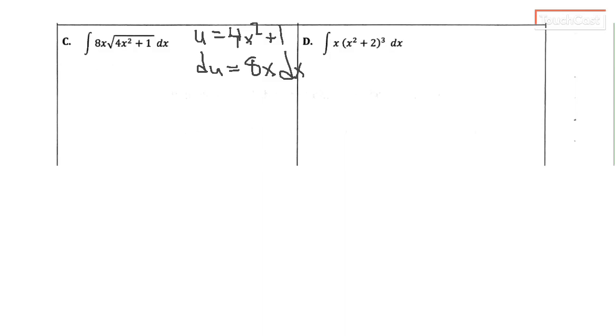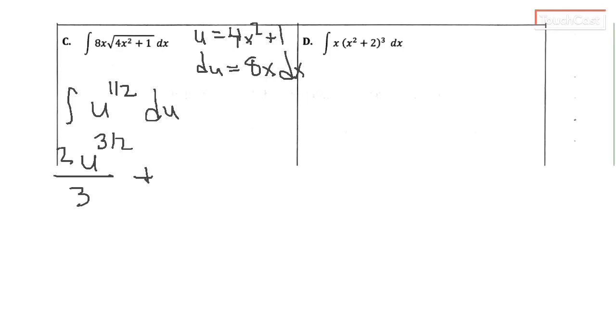So now I can rewrite this as the integral of the square root of u, which I'm just going to rewrite as u to the 1/2 du. Now I'm going to increase that power by 1. So I'm going to have u to the 3/2, and now we have to multiply that by the reciprocal of 3/2. So we're going to multiply the u by 2 and divide by 3, and we have to add c.